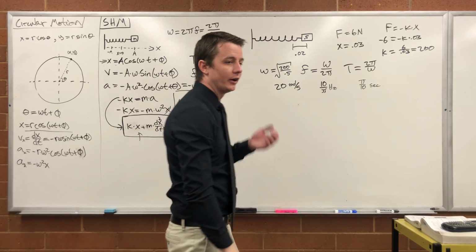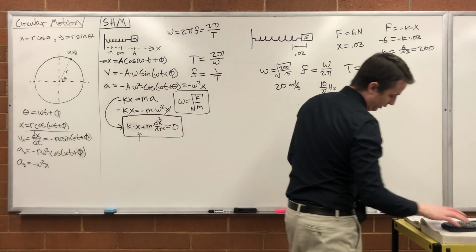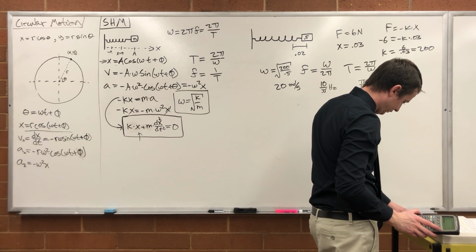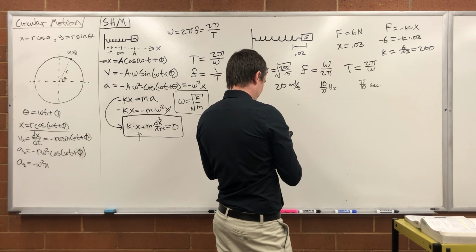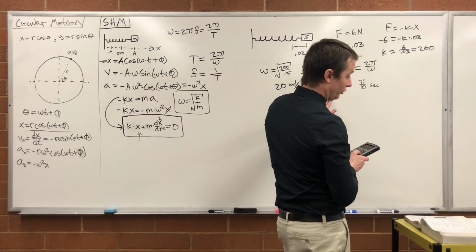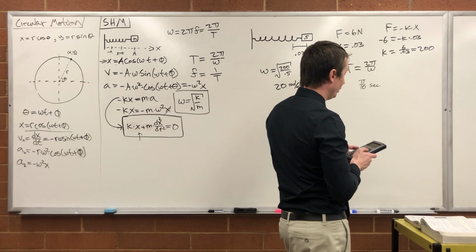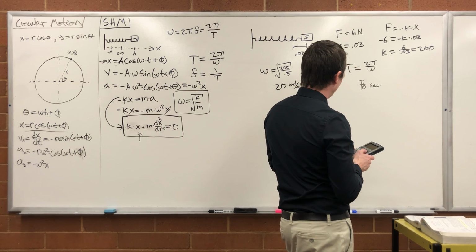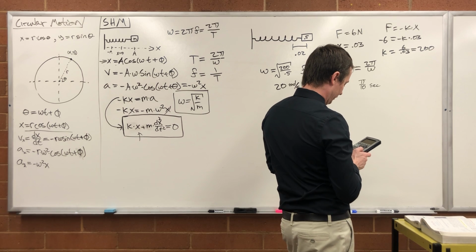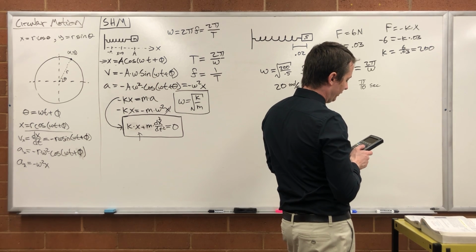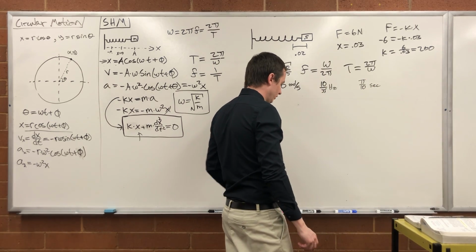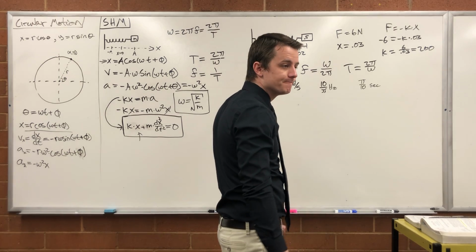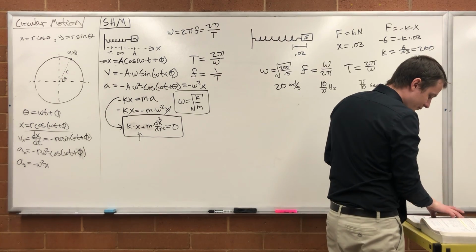Well, plug it in for however many significant figures the problem has. The problem has 2 significant figures, so 10 divided by pi is 3.2 hertz, so it goes back and forth 3.2 times per second. And its period is pi divided by 10, which is 0.31 seconds. So it takes 0.31 seconds to complete one oscillation. Okay. Make sense?